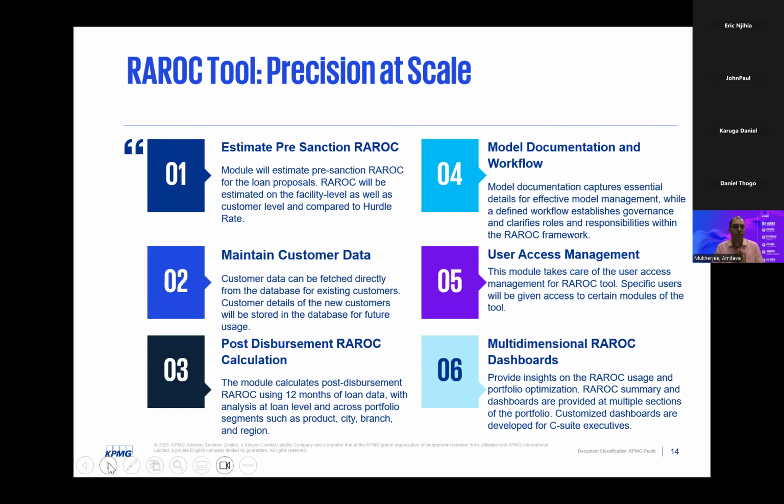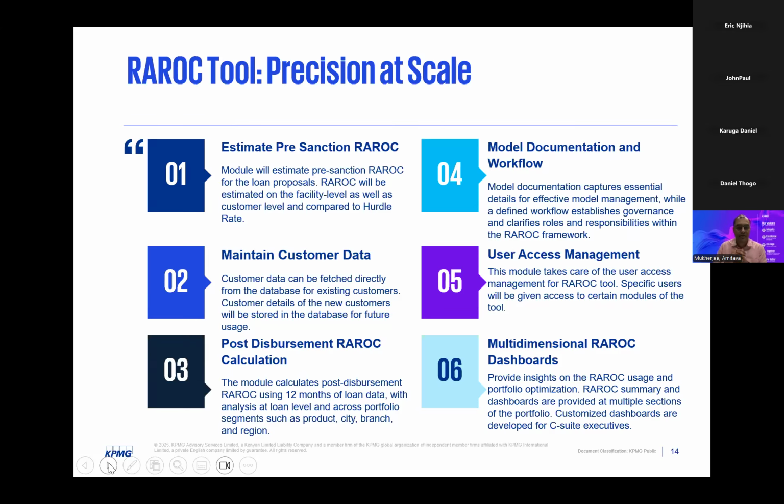If the risk is lower in client A, then I will tend to give my $100 to client A. So it helps you to do an estimation of risk adjusted return on capital at the time when you are sanctioning a credit facility or a loan application.